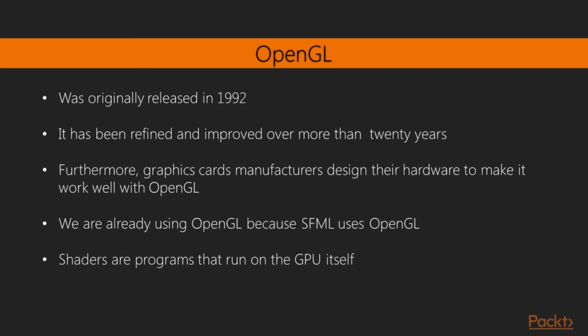The point of telling you this is not for the history lesson, but to explain that it would be a fool's errand to try and improve upon OpenGL. Using it in 2D and 3D games on the desktop, especially if you want your game to run on more than just Windows, is the obvious choice. We are already using OpenGL because SFML uses OpenGL. Shaders are programs that run on the GPU itself, so let's find out more about them next.